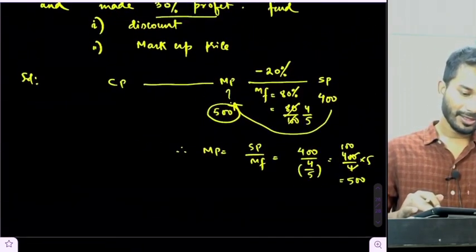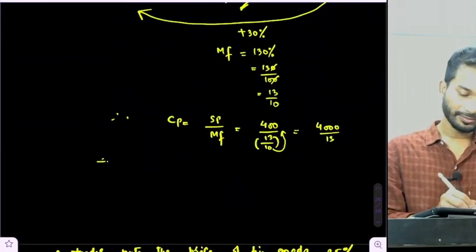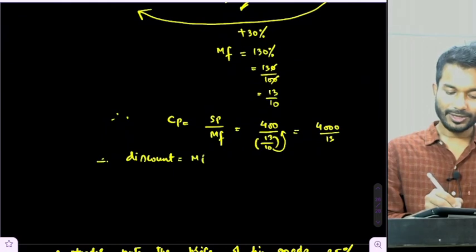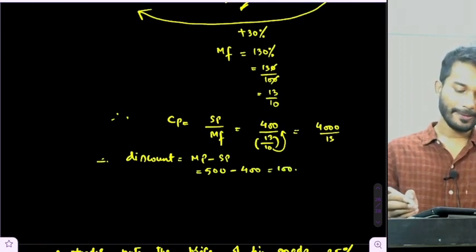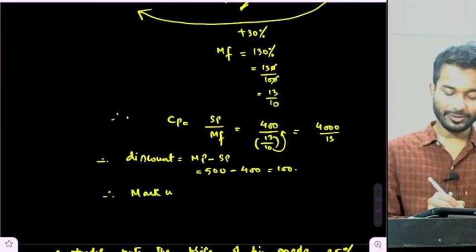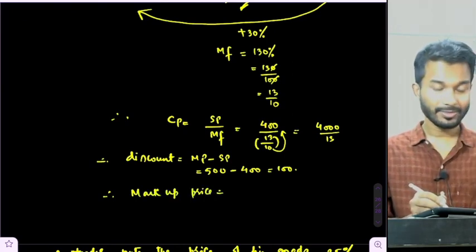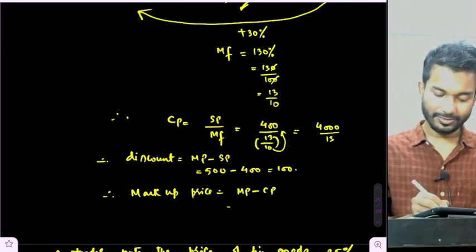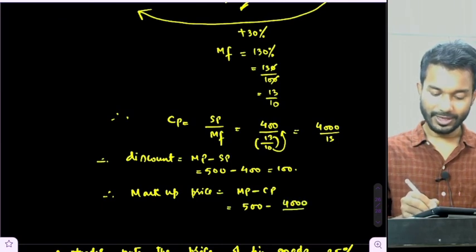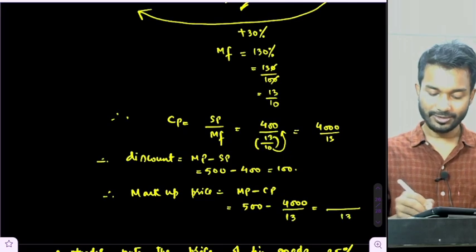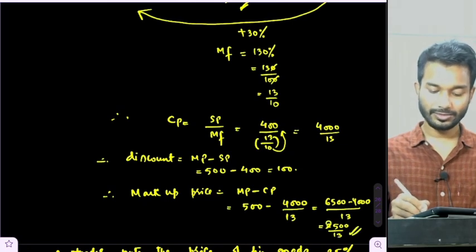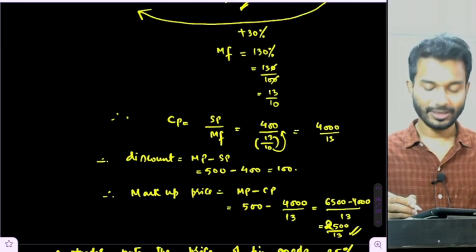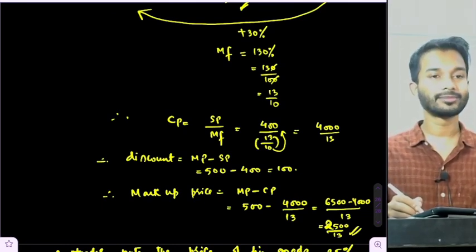What question are they asking? Find the discount. Discount equals mark price minus selling price. Mark price is 500, selling price is 400, which will be 100 rupees discount. They are also asking for the markup price. Markup price will be larger minus smaller, that is mark price minus cost price: 500 minus 4000 by 13. If you take the LCM, it will be 13. 13 fives are 65, so 6500 minus 4000, which will be 2500 by 13 rupees. This will be the markup price. If you want, you can divide and convert it to decimal. I hope it is clear.